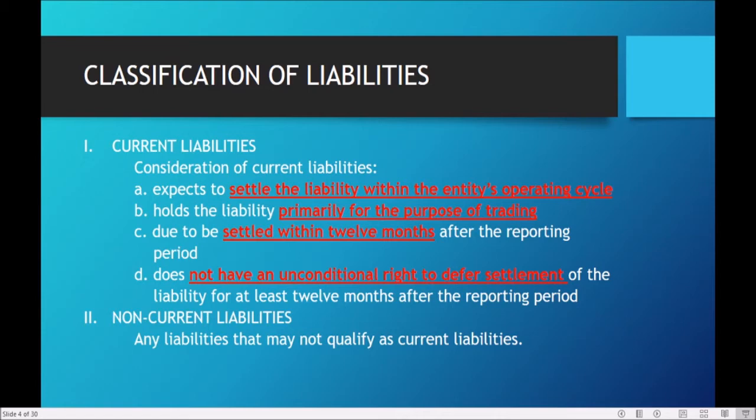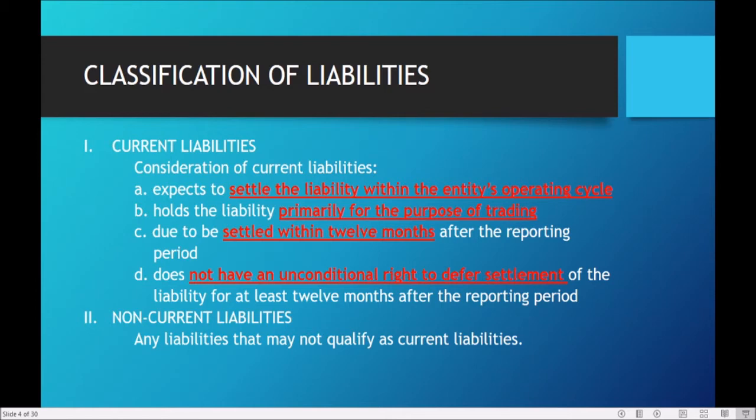Sir, what if the operating cycle happened to be 3 years? If that is the normal operating cycle, be it. Wala po tayong magagawa doon. Because in real estate industries, in the ordinary course of business, usually the normal operation happened to be more than 3 years. If it can be settled in its normal operating cycle, it is considered as a current liability. Okay? Wala naman pong sinabi that the operating cycle is within 12 months.